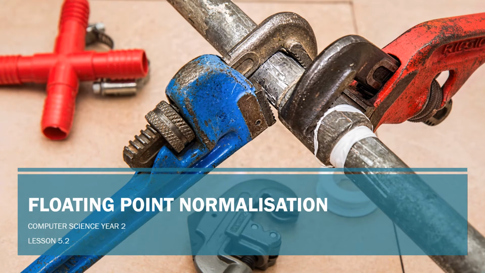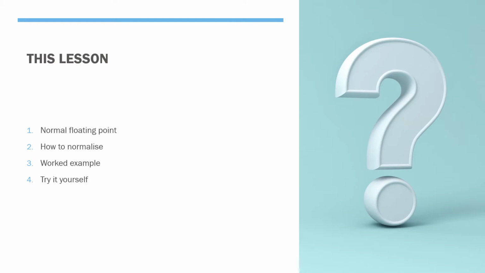This is the final week of lessons about binary maths. In this lesson, we'll learn about how to correct errors in the presentation of floating point numbers, and that's called floating point normalization. So in this lesson, we'll look at what makes a normal floating point number and how to correct or normalize a number which is not in the right form. We'll go through a worked example and finish with a test.